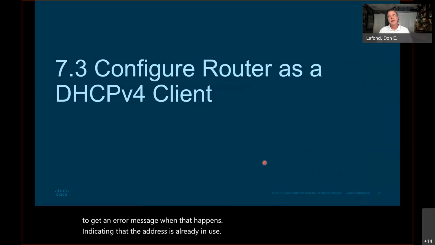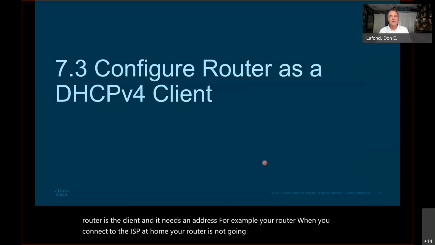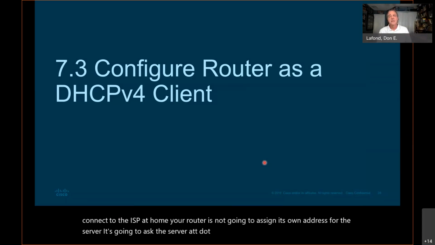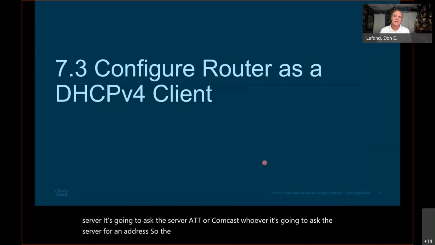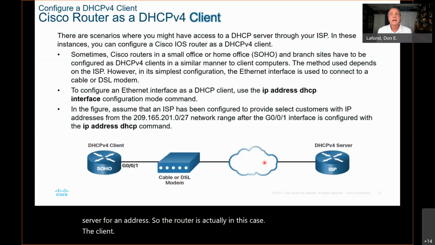Now, we just talked about the router handing out addresses, but sometimes the router is the client and it needs an address. For example, when you connect your router to the ISP at home, your router is not going to assign its own address. It's going to ask the server, AT&T or Comcast, whoever, for an address. So the router is actually, in this case, the client. And that's what it says there.